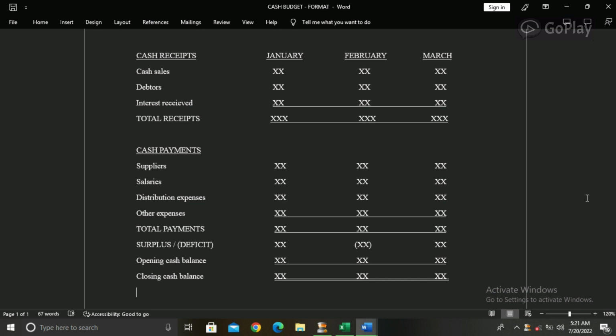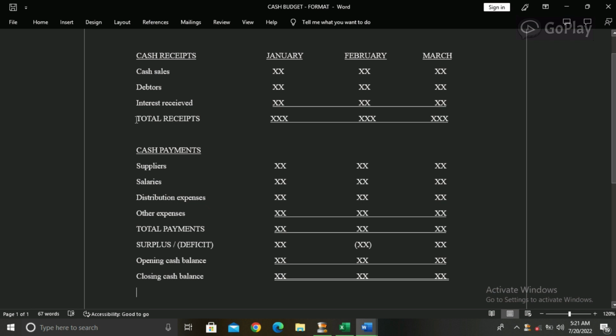Now, before we progress to the questions, I would like to introduce you to the general format for preparing cash budget. So as you can see on the screen, the first item is a cash receipt. So if you make cash sales or you receive money from your credit customers or any other source of income, you have to record it under the cash receipt. After which you sum everything to get a total cash receipt.